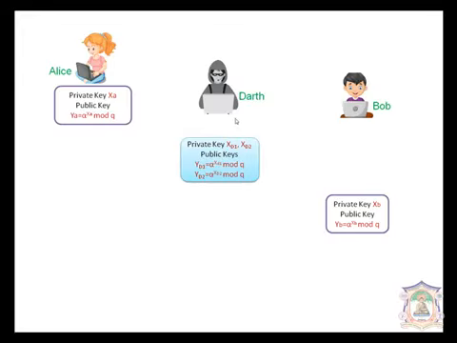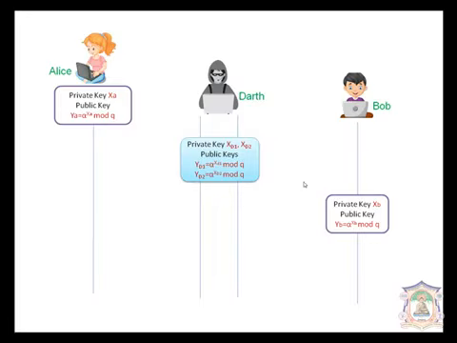He will assume two private keys XD1 and XD2 to fool or to hack the data which is sent by Alice to Bob or Bob to Alice. He will generate public keys YD1 and YD2 as per this equation. XD1 is to communicate between Death and Bob, and XD2 is to communicate between Alice and Death.